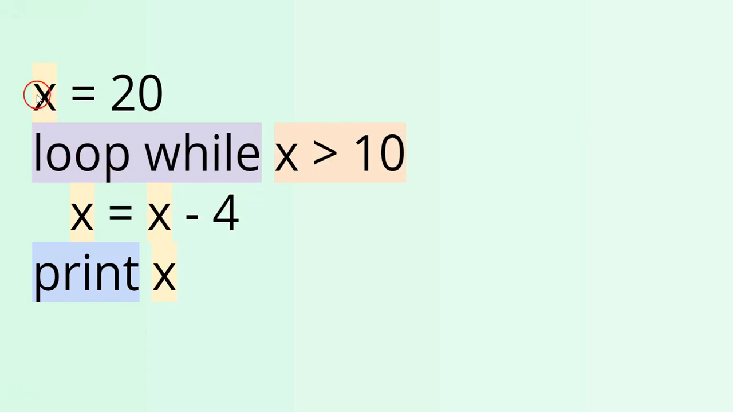Coding goes line by line. Starts at 20, go through the loop as many times as necessary, and then print out the final result. Okay? So the first time, 20 is greater than 10, right? So this works. So we're going to basically say 20 is greater than 10.